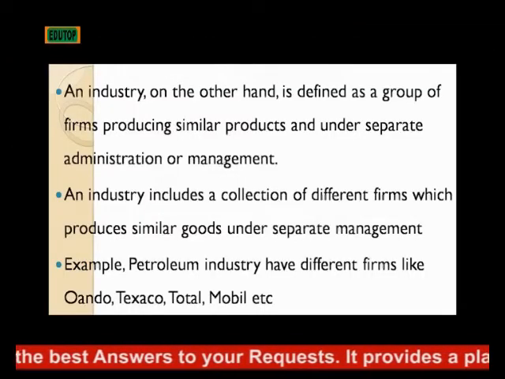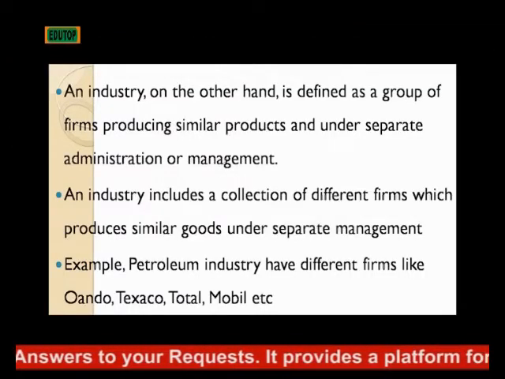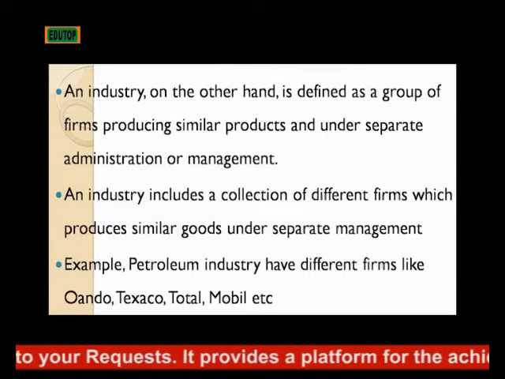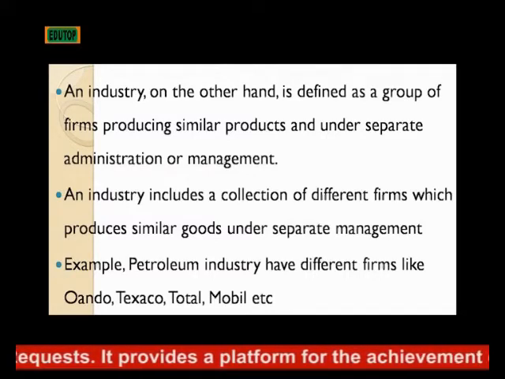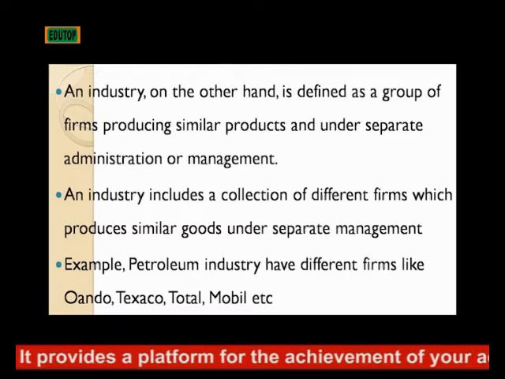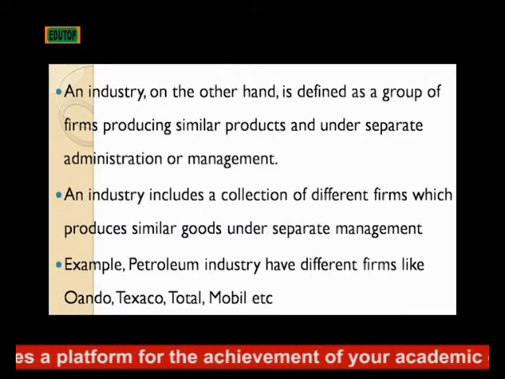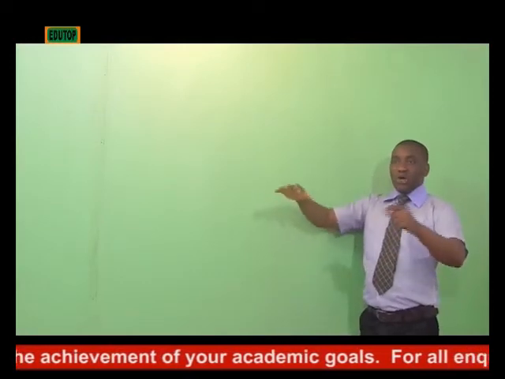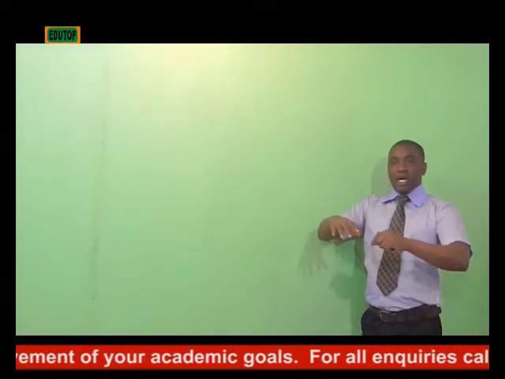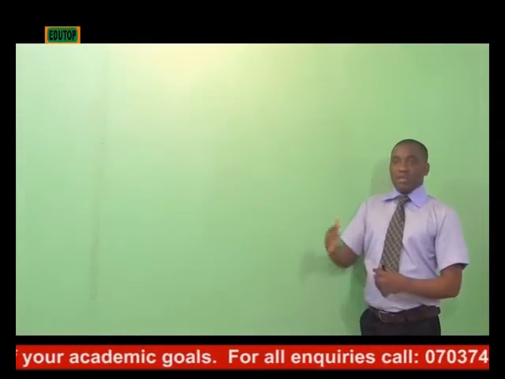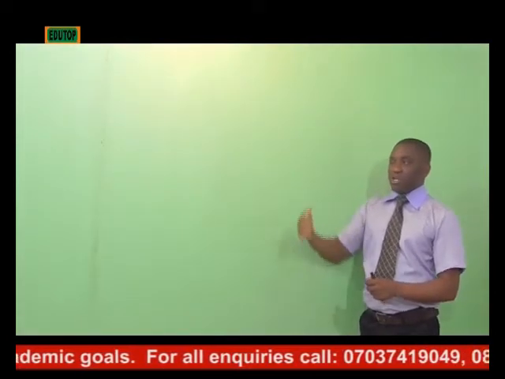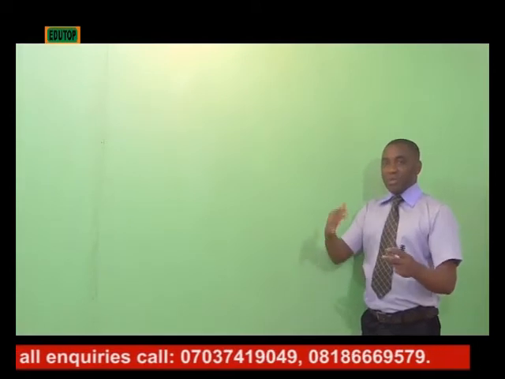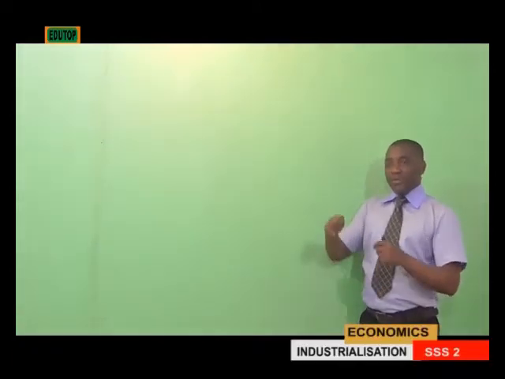Now, an industry, on the other hand, is defined as a group of firms producing similar products and under separate administration and management. Series of firms coming together when they produce similar products. The products are similar in the sense that they may serve the same purpose. The products may have so many similarities, but they may have different brands and different names.